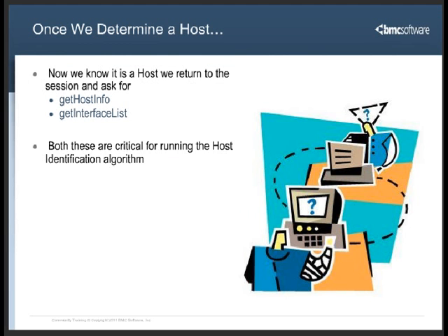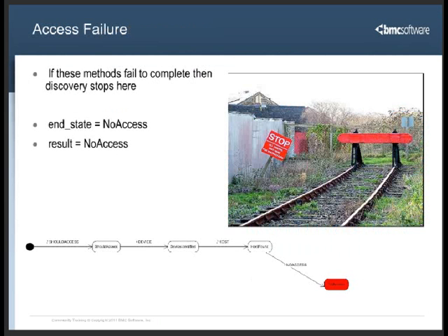Once discovery determines the device is a host, then we move on to collect host info and interface list details. These two methods, along with device info, are critical for proper host identification. Without success in completing device info, host info, and interface list, discovery does not have enough information to feed the host identification algorithm. It's worth mentioning that Atrium Discovery can cope with partial results in these methods, although the identity of the host will be less stable.